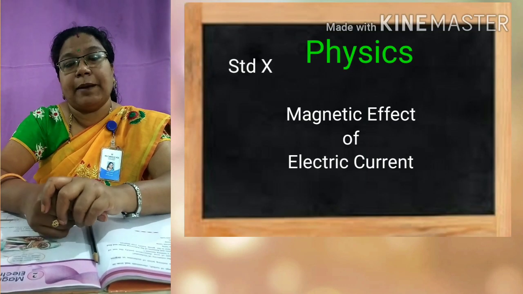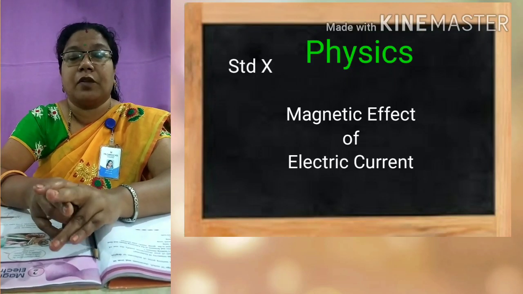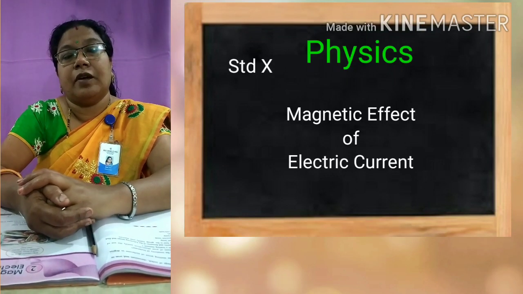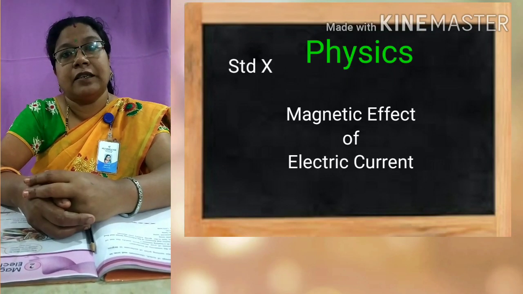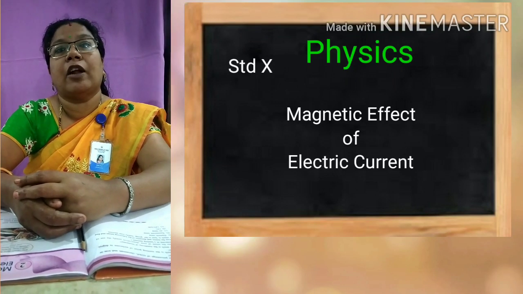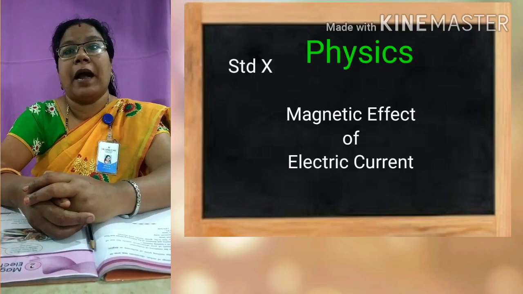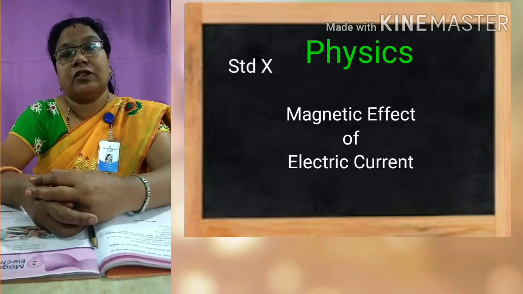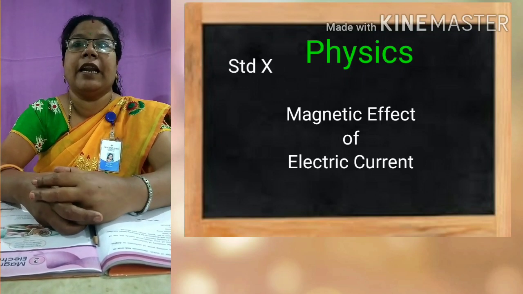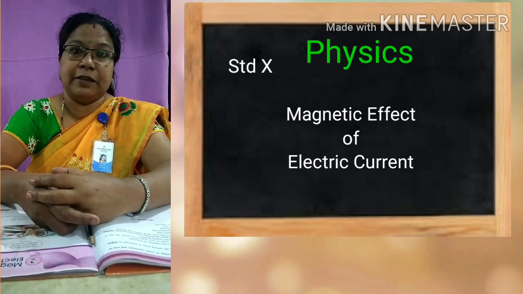On to the second chapter, that is magnetic effect of electric current. So what is this magnetic effect of electric current? When electric current passes through a conductor, a magnetic field will be produced around the conductor. This effect is known as magnetic effect of electric current. So we have to study in detail what about this magnetic effect in this lesson.